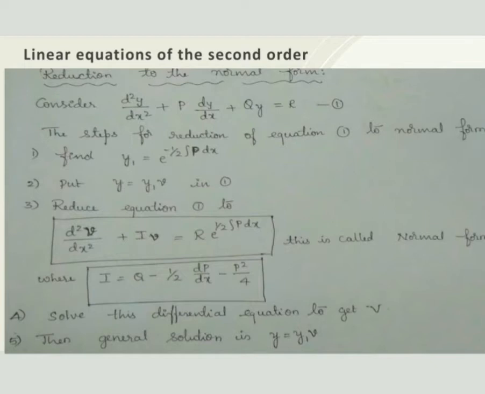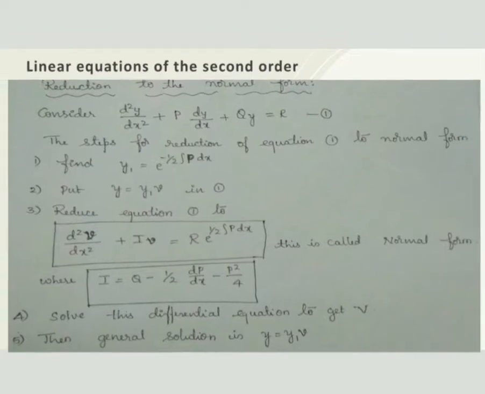Now the third step is to reduce equation 1, that is the given equation, to d square v by dx square plus I into v, that is equal to r into e power half into integration of p into dx. This equation is called the normal form. This is very important for the 3 marks.